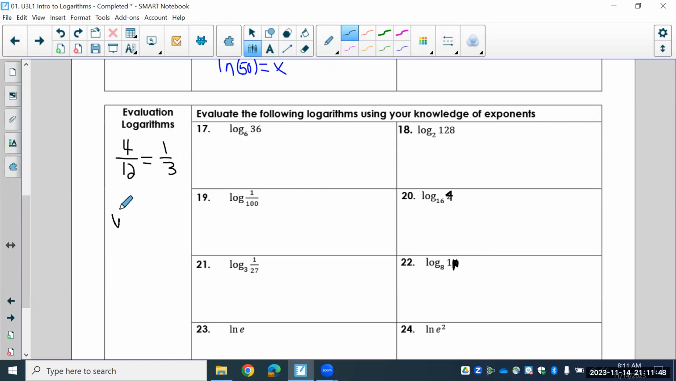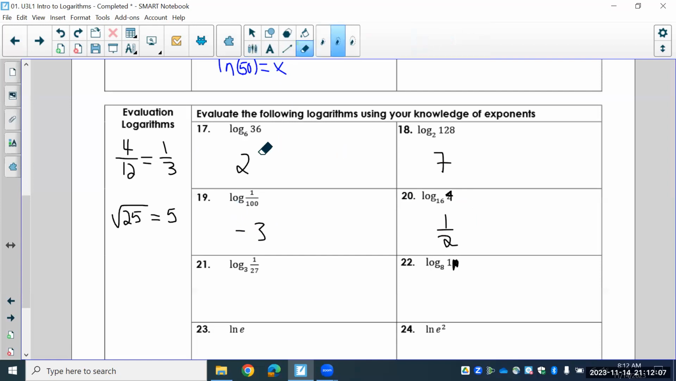In math, if I have the square root of 25, you immediately know that's 5. Believe it or not, as you learn how to do this, you're going to know that this answer is 2, and this answer is 7, and this answer is -3, and this answer is 1/2. How in the world am I getting these numbers? What do they mean? Well, let's talk about it, okay?